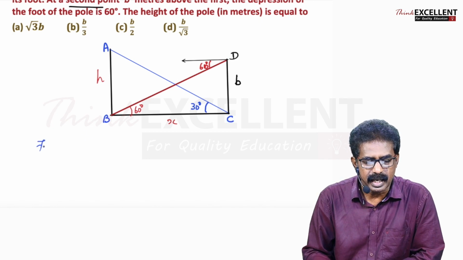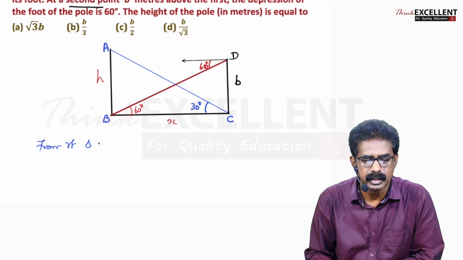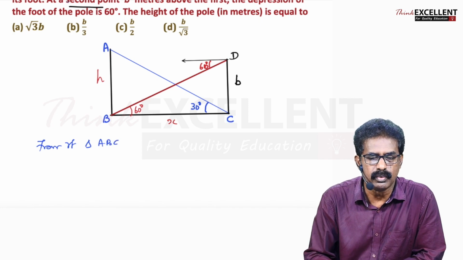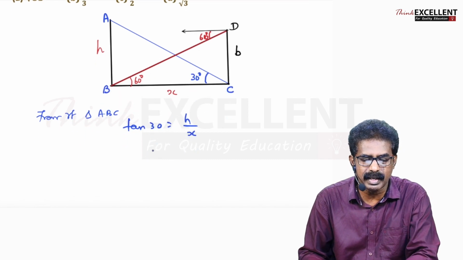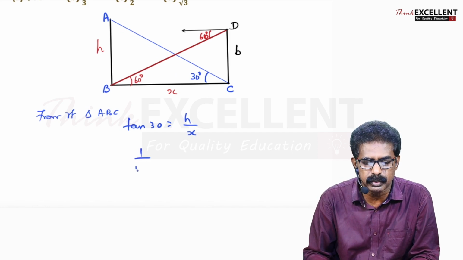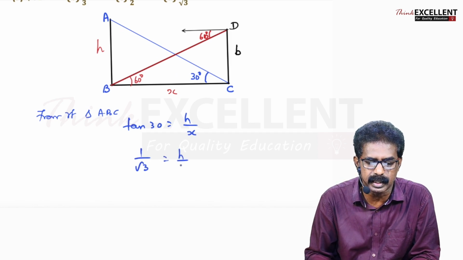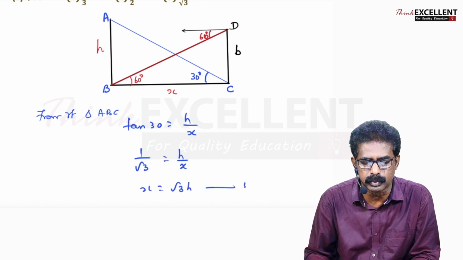Now from right triangle ABC, you find tan 30. Tan 30 is equal to opposite by adjacent, H by X. What is tan 30 value? 1 by root 3, right? So 1 by root 3 is equal to H by X, cross multiply, X is equal to root 3 H. You stop here, equation number 1.